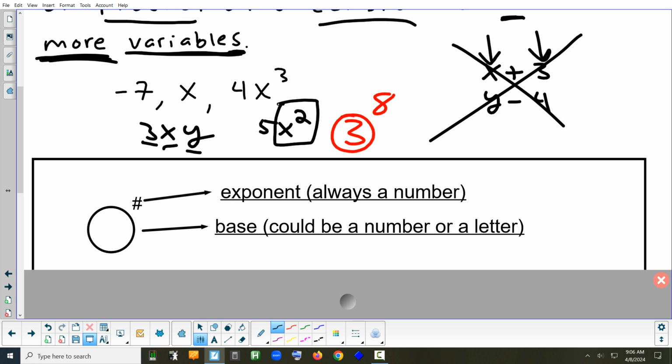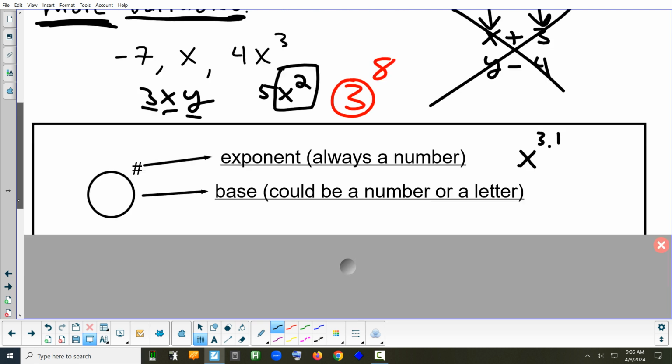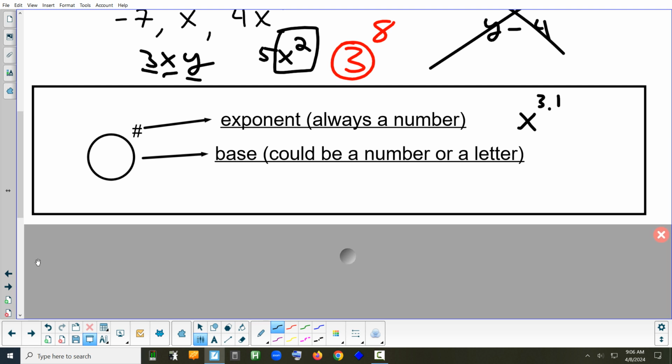Okay? Could be a decimal, right? You definitely could have something like x to the 3.1. That's still an exponent. Okay. Any questions on which one is the base and which one is the exponent?